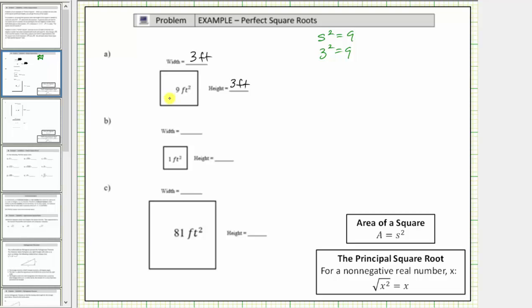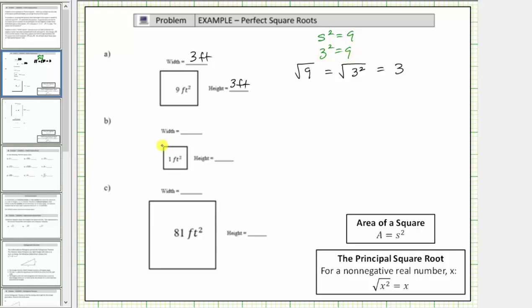The idea of asking what non-negative number times itself equals a given value is the same idea behind the principal square root. For example, if we're asked to determine the principal square root of 9, we would use this square root symbol, which means principal square root, and then we enter 9 under the square root. To simplify this, we ask what non-negative number times itself is equal to positive 9. Well, we know 9 is equal to 3 squared, and therefore this simplifies to 1 factor of 3. The reason the square root of 9 is equal to 3 is because 3 squared equals 9.